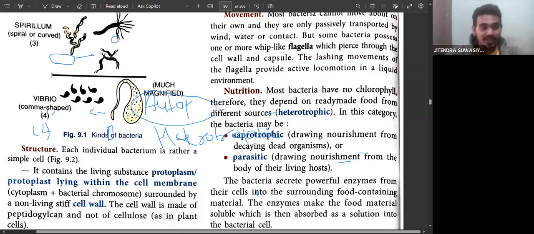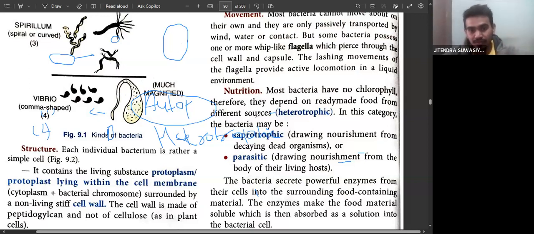For a common example, in our intestine there is a roundworm, Ascaris lumbricoides. Whenever we eat food, that food is digested, and from that food the organism derives nutrition. So we can say they are parasitic. They are living in our body and deriving nutrients from our body. So they are called parasitic organisms.